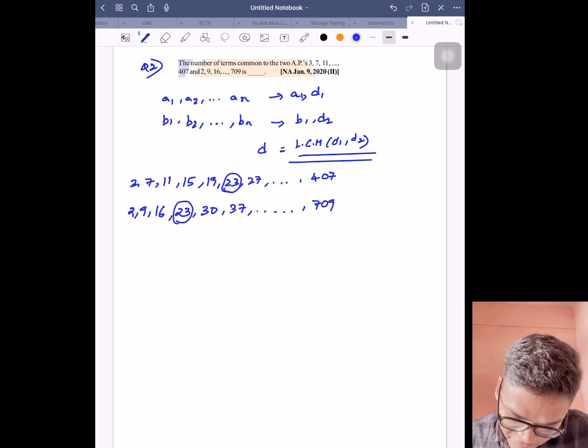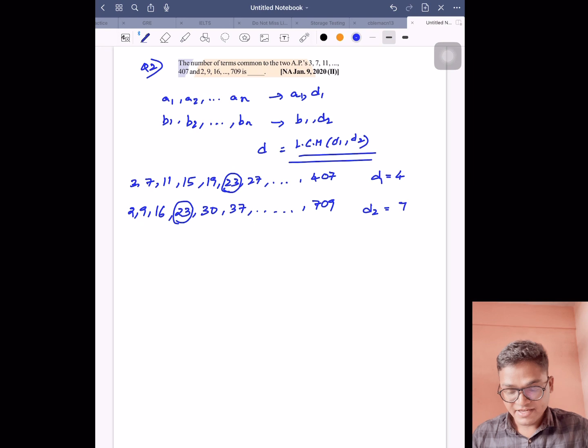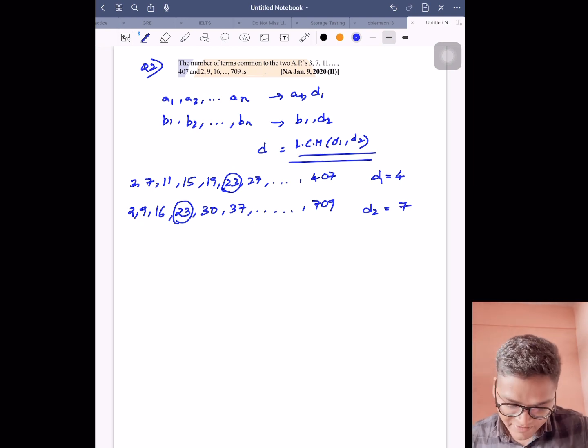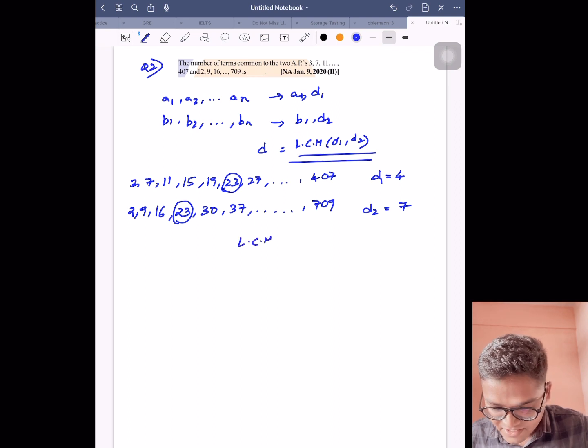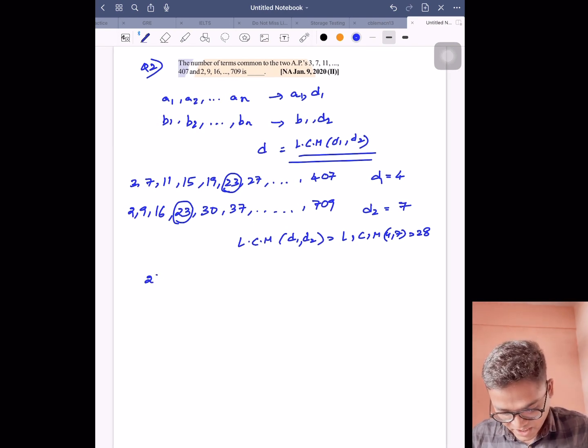What is the common difference of the first series? It is 4. What is the common difference of the second series? It is 7. Now, the common difference for the common terms in the two APs will be the LCM of D1 and D2. What is the LCM of 4 and 7? It will be 28, right? So the first term in the common series is 23, next 51, and like this it goes on.